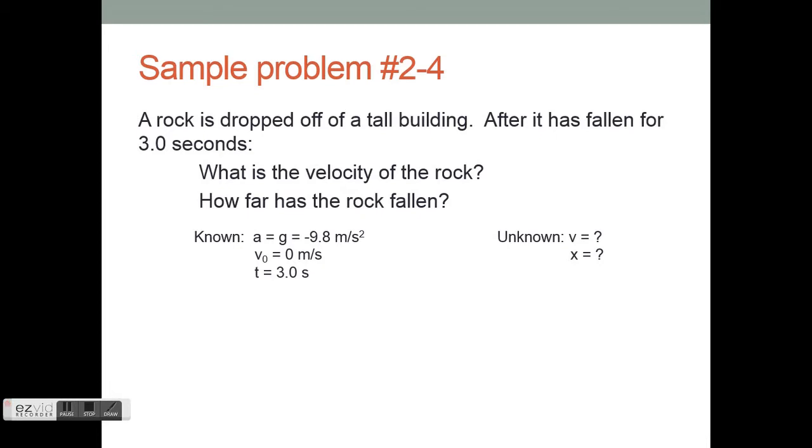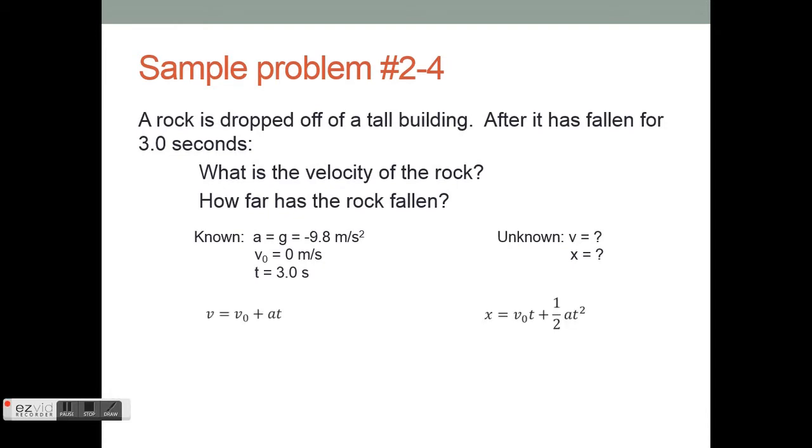Some things that I know: if I drop a rock off of a building, its initial velocity is 0 when I let go of it. The time it's fallen is 3 seconds, and because I know this is a free fall problem, the acceleration is that due to gravity, negative 9.8 meters per second squared. Two unknowns are v and x. What is the velocity of the rock after it fell for 3 seconds, and what is the distance the rock traveled?